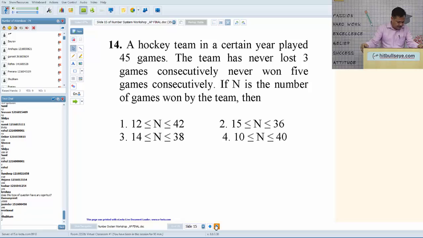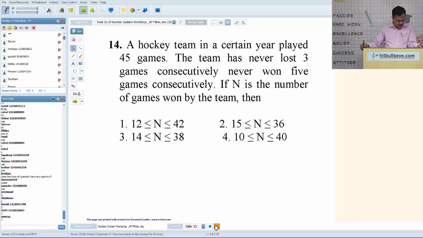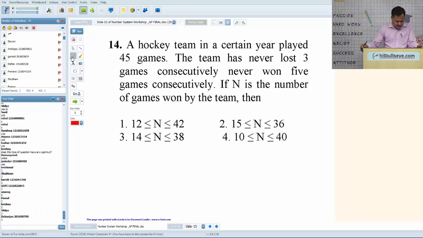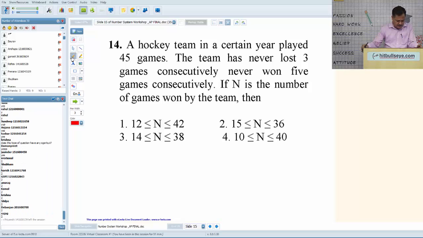So try this question. What should be the answer? Shubham answer 2, Harish 2. Most of you are giving the answer 2. So let us try this question.